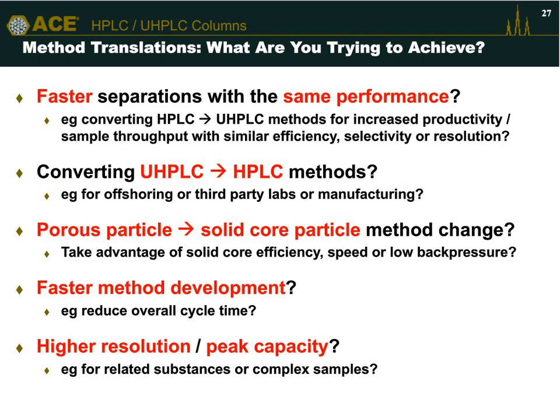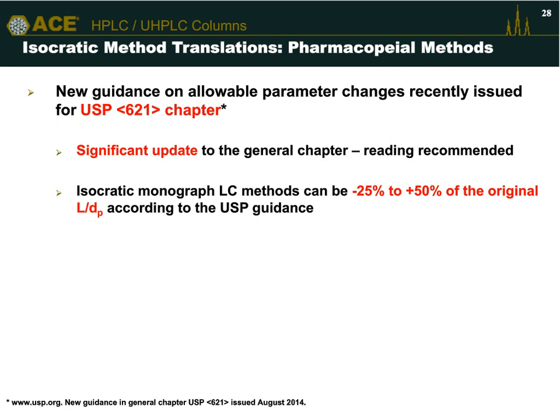So first of all, I'm going to talk about isocratic method translations, and of course this brings in the USP 621 chapter, the general chapter on chromatography, which was updated in August 2014. This was a very significant update, and it is very much recommended that you read the new text for that chapter. There is no way that I can do it justice in this webinar. I've highlighted some of the key points in this webinar, but you really must read that chapter itself. I know a lot of work went into writing that chapter with a lot of discussion, and I think it's an excellent update to the original isocratic recommendations.